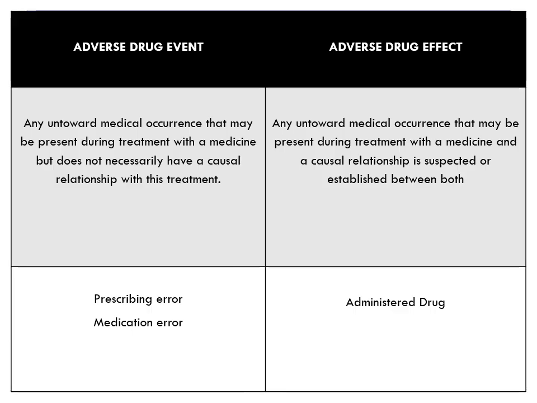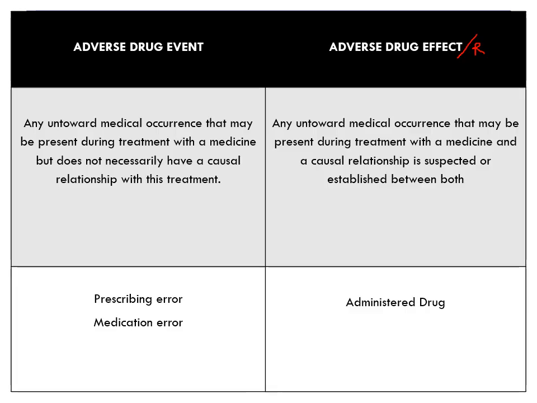Before we jump into the next half of this particular module, it's important to note the difference between an adverse drug event and an adverse drug effect. Adverse drug effect is also called adverse drug reaction. So in case you say adverse drug reaction, it means the same thing, and that's what we just talked about today. An adverse drug effect is described as an untoward medical occurrence that may be present during treatment with a medicine, and it's usually based on a suspected causal relationship between the drug and the effect.